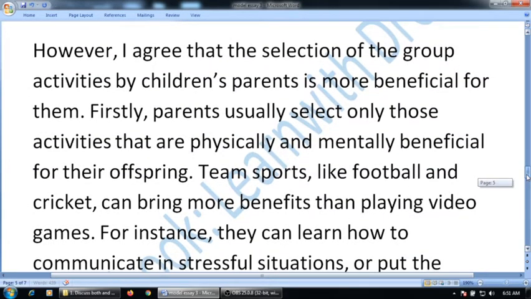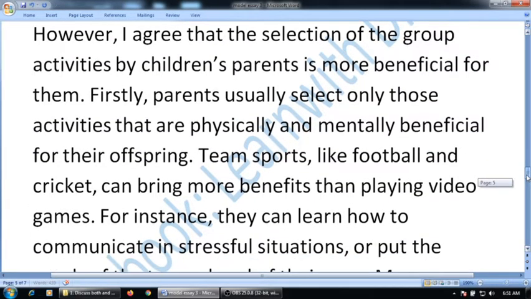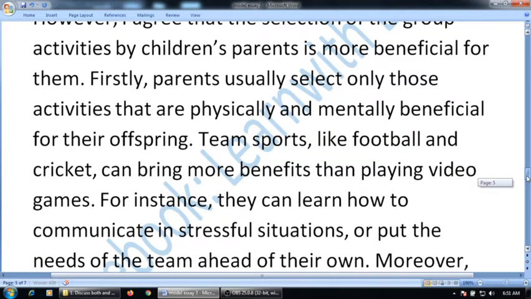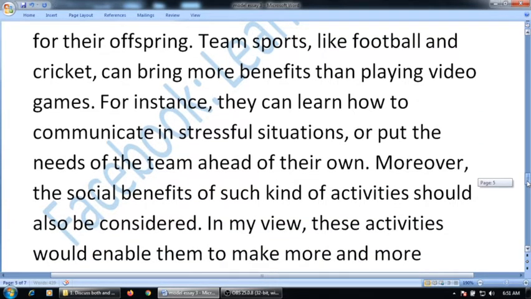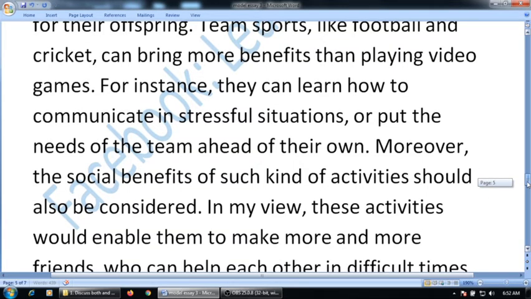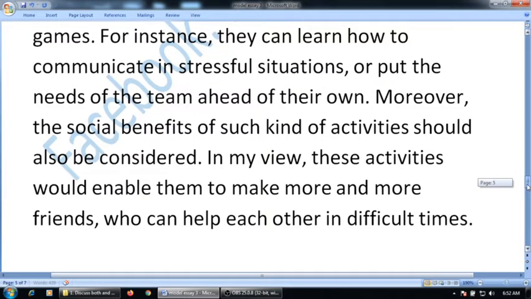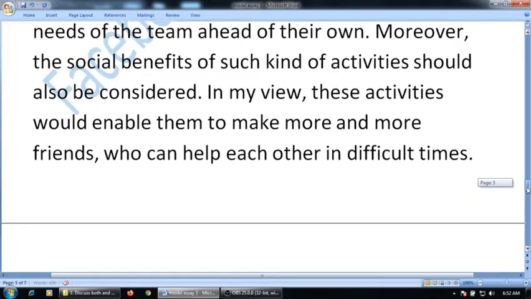However, I agree that the selection of group activities by children's parents is more beneficial for them. Firstly, parents usually select only those activities that are physically and mentally beneficial for their offspring. Team sports like football and cricket can bring more benefits than playing video games. For instance, they can learn how to communicate in stressful situations or put the needs of the team ahead of their own. Moreover, the social benefits of such kind of activities should also be considered. In my view, these activities would enable them to make more and more friends who can help each other in difficult times.